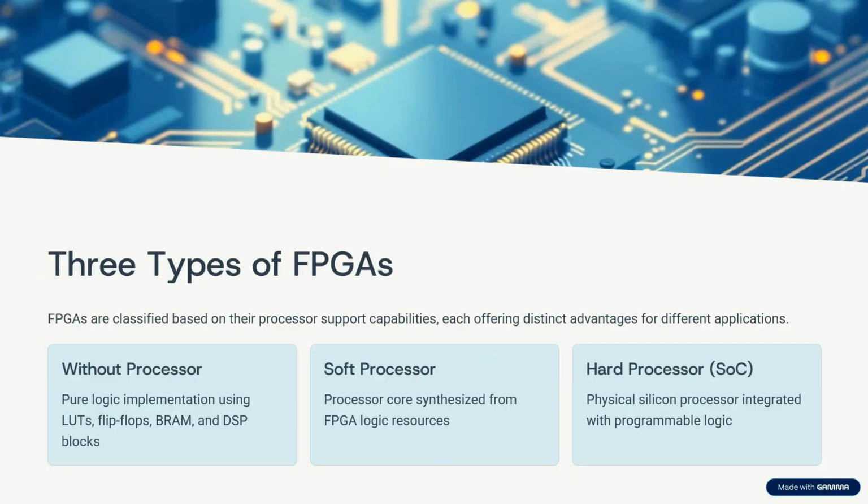Now, let us try to categorize our FPGAs. Basically, FPGAs are classified based on their processor support capabilities, each offering distinct advantages for different applications. I have divided these FPGAs into three types: one without a processor at all, another with a soft processor, and another with a hard processor, which is an SoC. So let us understand what it means to have no processor, a soft processor, and a hard processor.